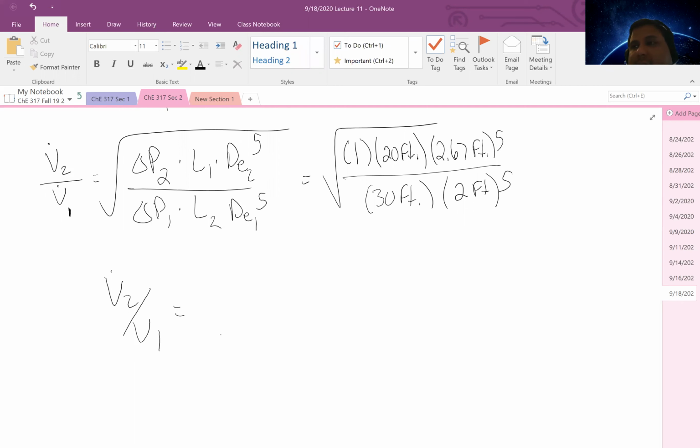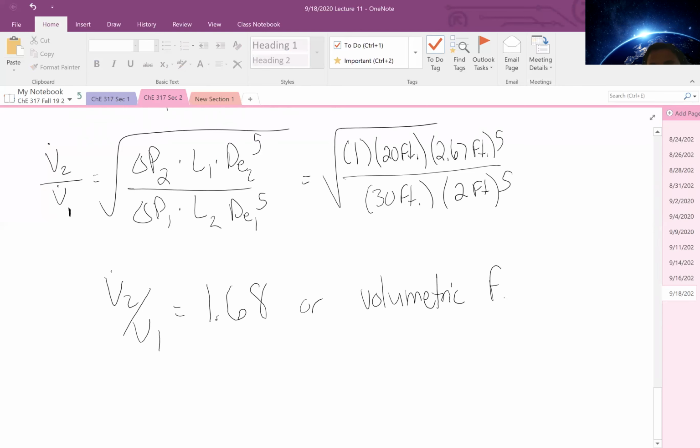And so, let's see, what does this value end up being? I get about 1.68, or the volumetric flow rate increases by 68%.